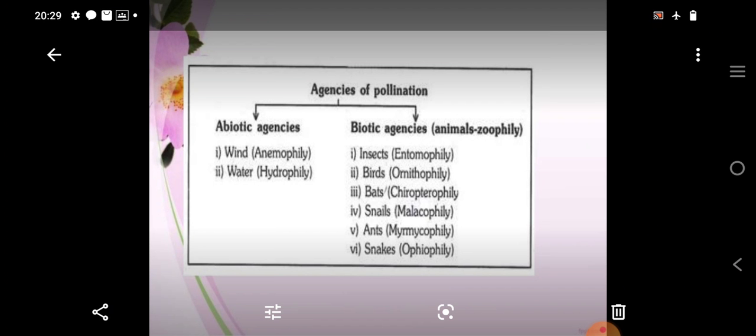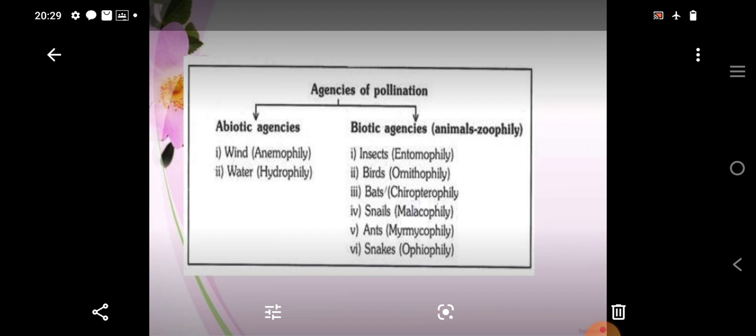The first one is wind, and when the pollination is through wind, it is called anemophily. Instead of it, if water is the pollinating agent, then such pollination is called hydrophily. On the other hand, when biotic agencies or living things are responsible for the pollination process, then it is called zoophily.